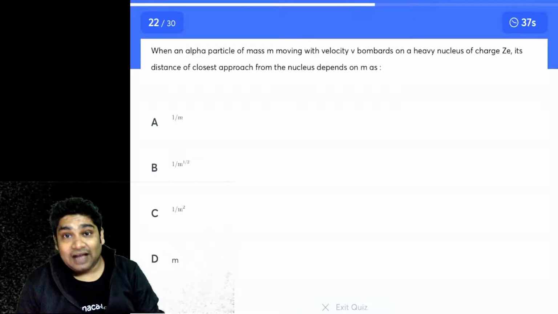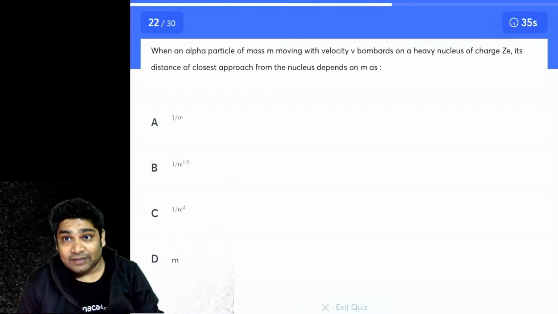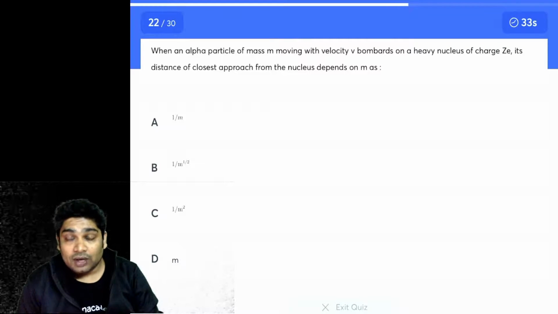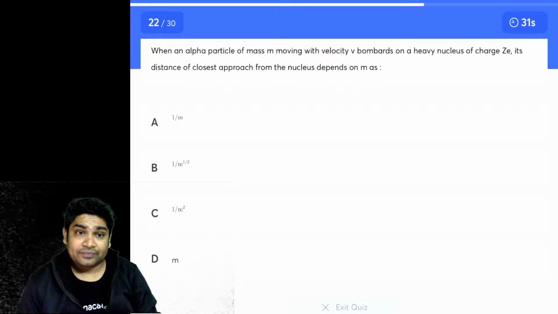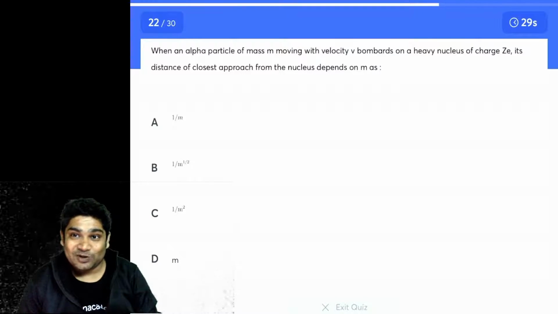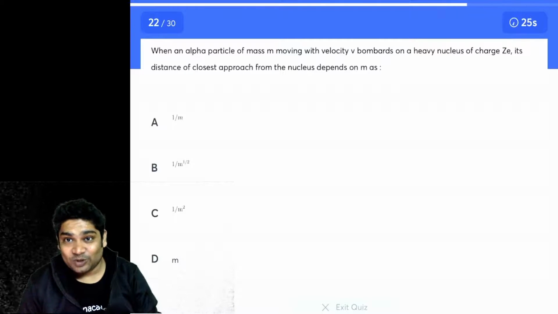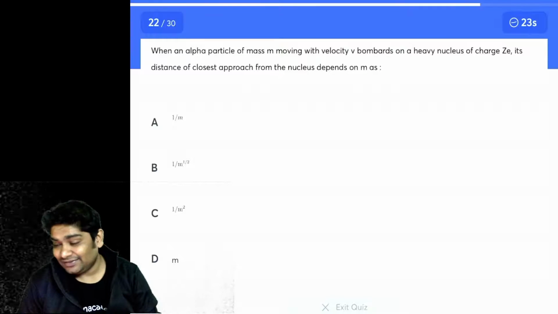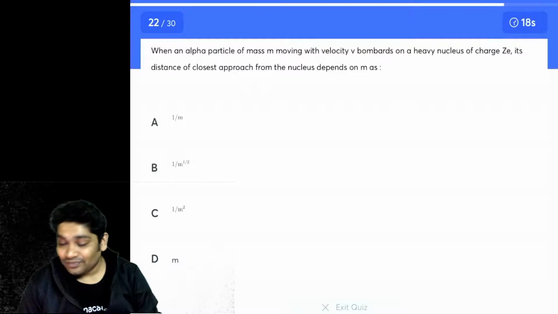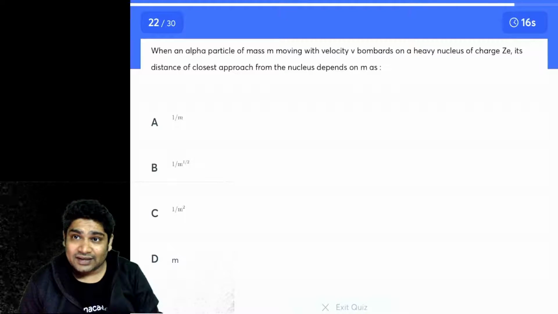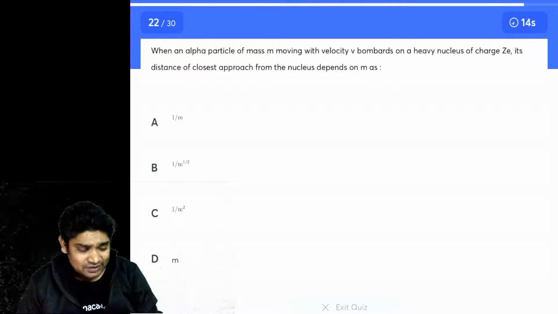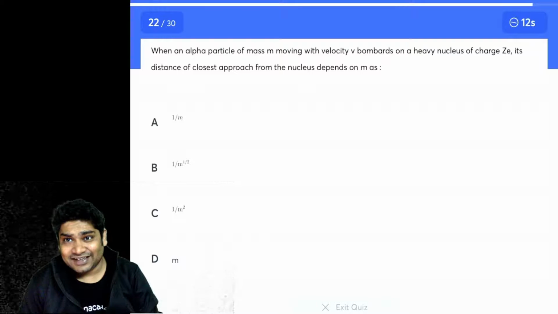Okay, an alpha particle has a mass m and a speed v, and it is bombarded at a heavy nucleus of charge Ze. So you know what happens in the closest approach. What happens at the distance of closest approach? That should give you the hint of how you would have figured this out. Again, this should be simple. I think most of you should answer this correctly.